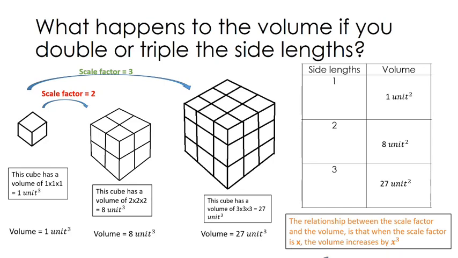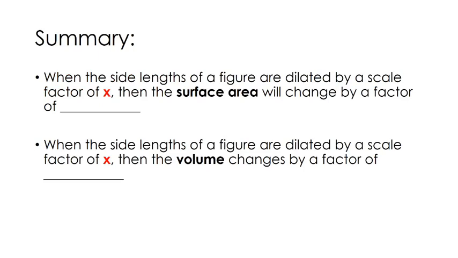Okay? In other words, if we doubled the side lengths, the volume would increase by 2 to the 3rd power, your scale factor cubed. As we triple the side lengths, our volume increases by the scale factor cubed. If we quadrupled the side lengths, our volume would increase by 4 to the 3rd. But this is what I want us to know: while for surface areas it increased by a factor of x squared, for volumes it's going to increase by a factor of x cubed.